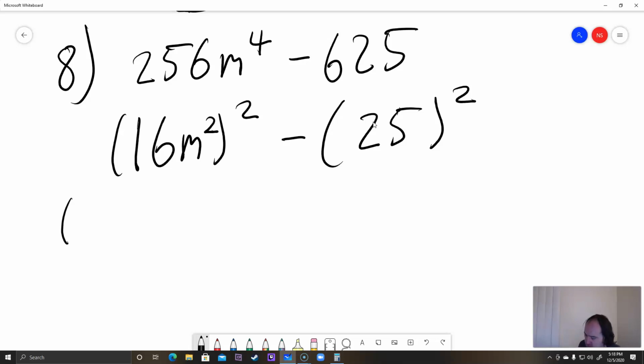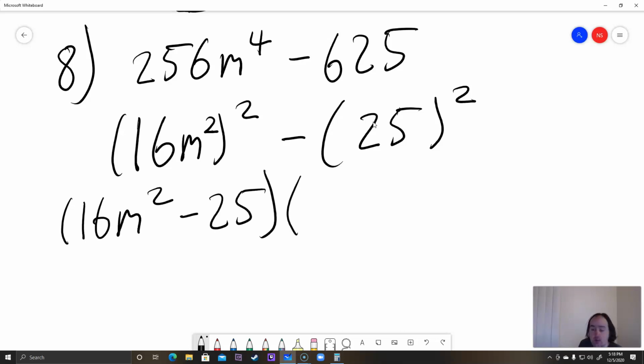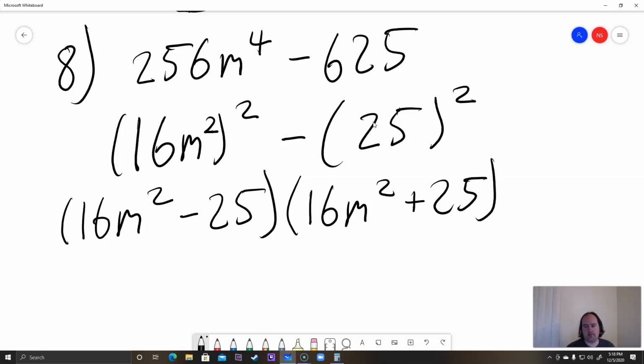So this is going to factor as the first thing minus the second thing. So that's going to be 16m squared minus 25 times the first thing plus the second thing. So that's going to be times 16m squared plus 25. Okay? And then we're almost good here. But you might think you were done, right? But you actually can factor this more. So this is a pretty tricky problem.